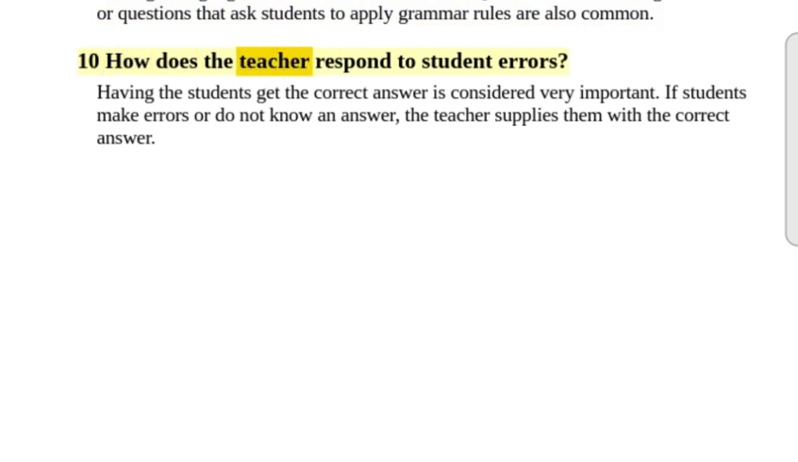10. How does the teacher respond to student errors? Having the students get the correct answer is considered very important. If students make errors or do not know an answer, the teacher supplies them with the correct answer.